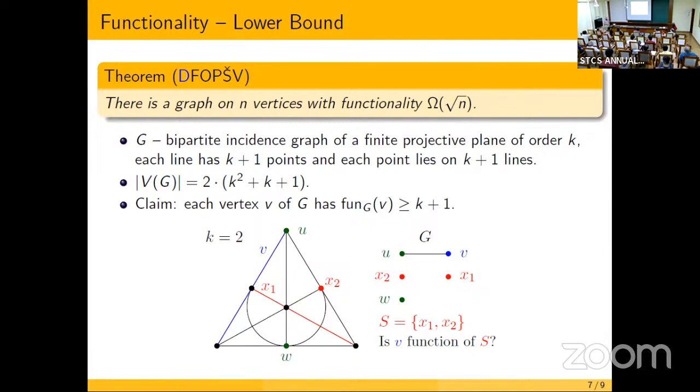What do you tell about that arc? This arc, this is one of the lines in the projective plane.